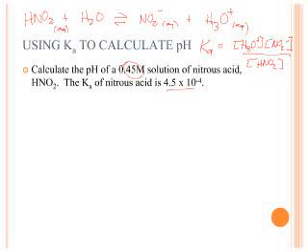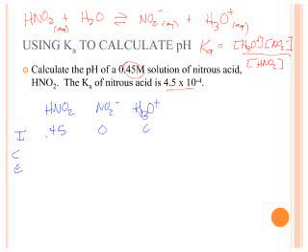To me, this sounds like what kind of problem? Ice. That's right. Ice is always a good strategy. So this started as 0.45 molar, and these are both 0. Right? What will happen to the concentration of the nitrous acid? It will go down by how much? By x. And the other two? Go up by x.